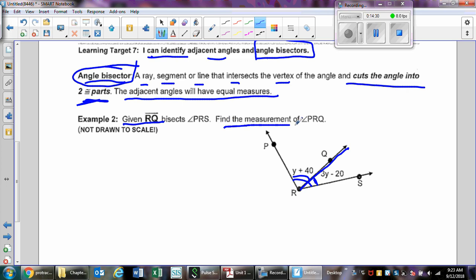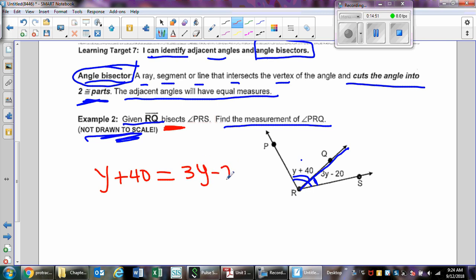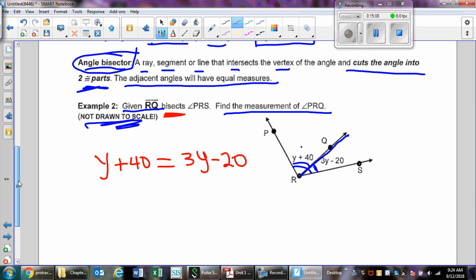So in this case, find the measure of PRQ. PRQ is this part. So drawing not to scale, so remember, okay? So since I know the word bisector is given, I am going to set the equation equal to each other. So I'll do y plus 40 equals 3y minus 20. Okay? That's the setup. So that's the key word you have to look for. If it's an angle bisector, you set them equal to each other. If it is just an adjacent angle, you add them up, make it equal to the whole thing. Okay? So this is what we have to go over for Unit 1, Day 5. We'll go over more of the examples in class. Okay?